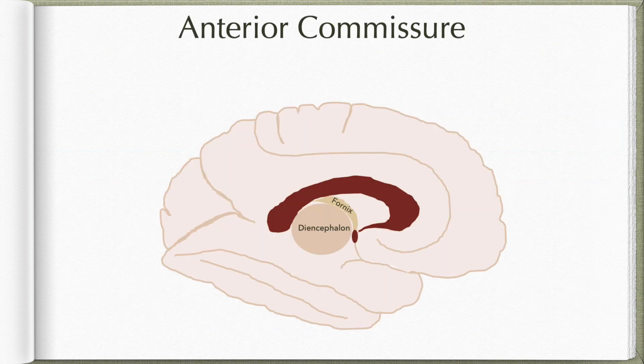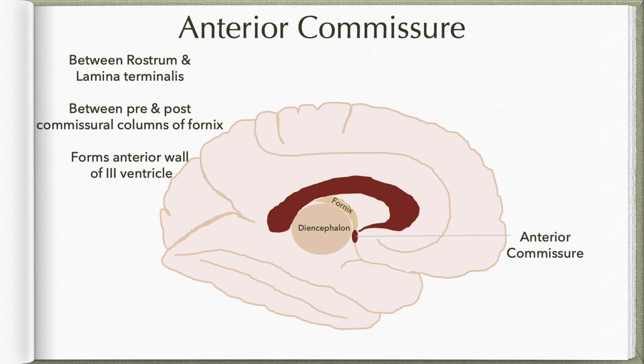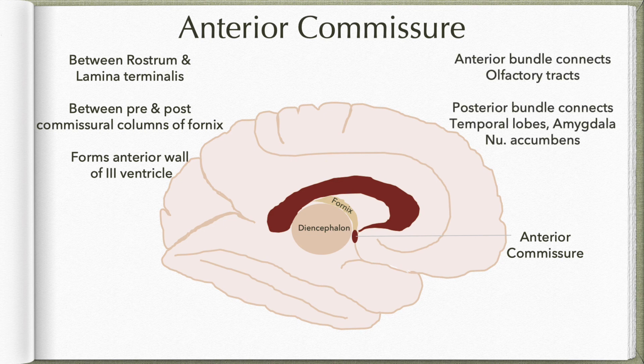Now coming to other commissures, the anterior commissure, which is located below and behind the rostrum of the corpus callosum, and it is just above the lamina terminalis, which is a sheet of white matter. It's also located between the precommissural and postcommissural columns of fornix. It forms the anterior wall of the third ventricle. Now, the fibers located within the anterior commissure divide into two bundles on either side: an anterior bundle which connects olfactory tract of both sides, and a posterior bundle which connects temporal lobes, amygdala and nucleus accumbens of both sides.